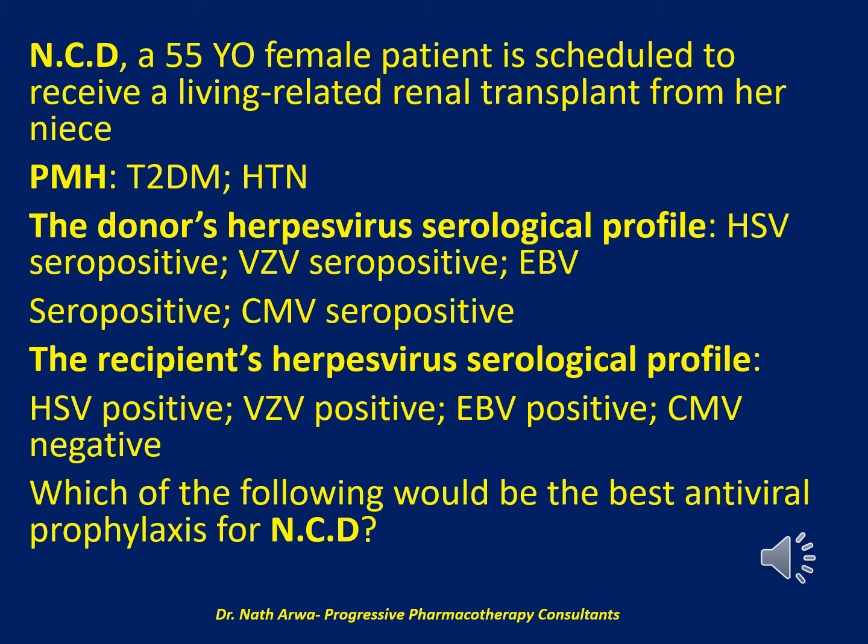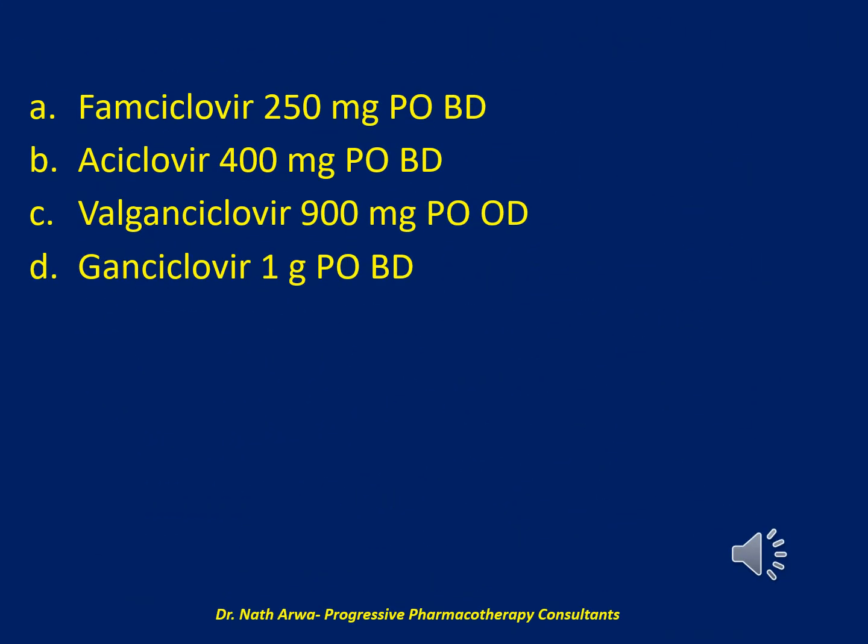So my question to you is, which of the following would be the best antiviral prophylaxis for NCD? Would it be A. Famciclovir 250 mg orally twice daily, or B. Acyclovir 400 mg orally twice daily, or C. Valganciclovir 900 mg orally once daily, or would it be D. Ganciclovir 1 gram orally twice daily? I will give you 10 seconds to choose the correct answer to this question from the listed options.